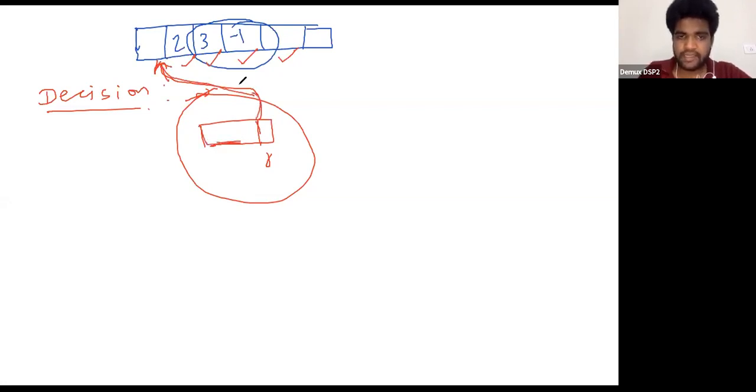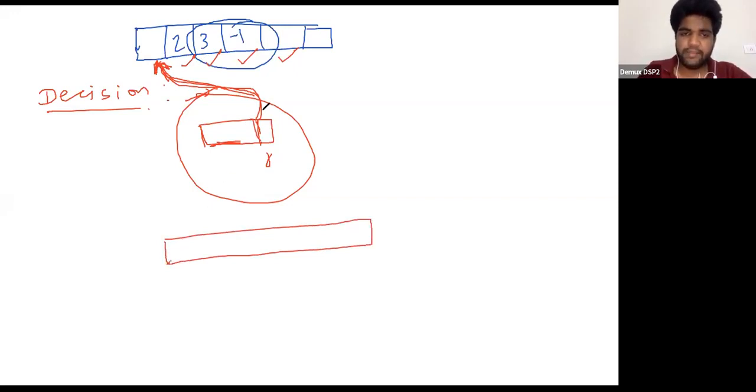So let's talk about the decision. The decision could be: what is the last element that you pick from this array? That last element could be this, it could be this, it could be this, it could be this, it could be this, right? Let's say this is the last element that you pick. So if this is the last element that you pick, then what is the subproblem that you are left with?